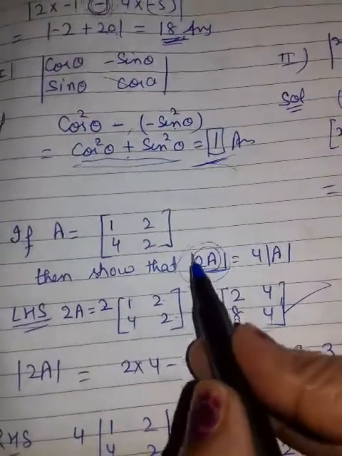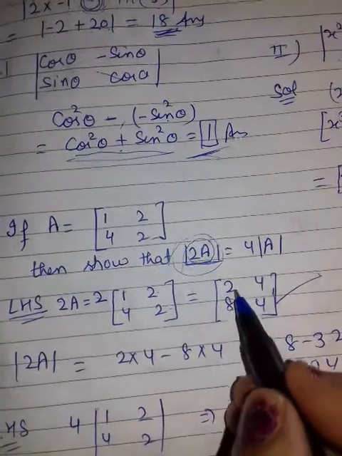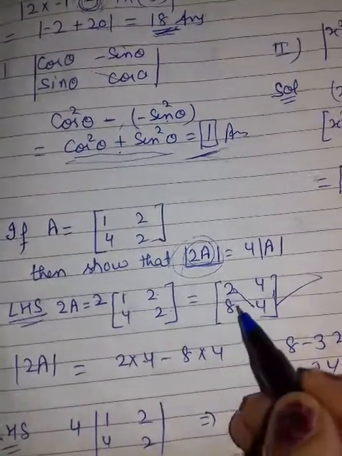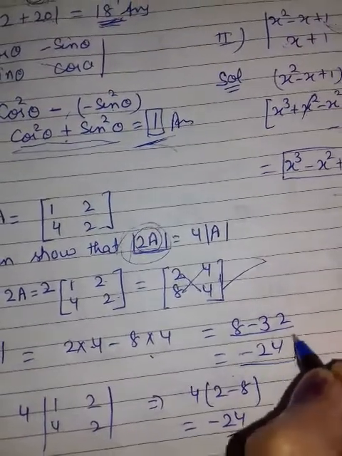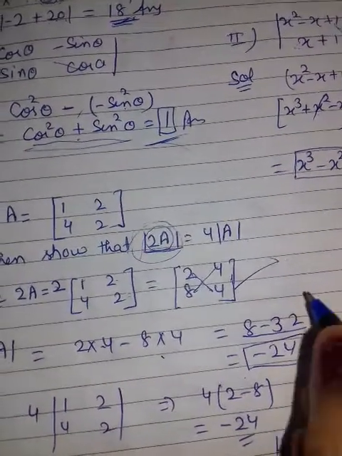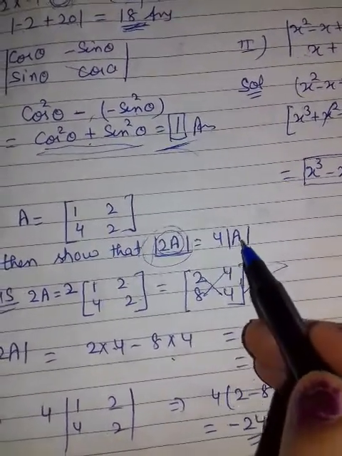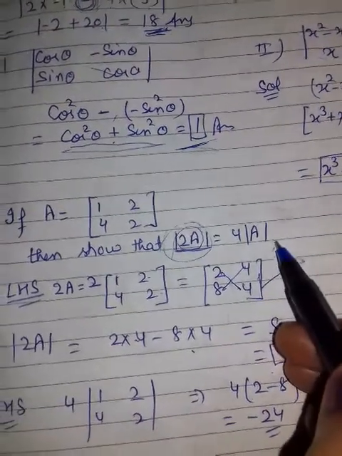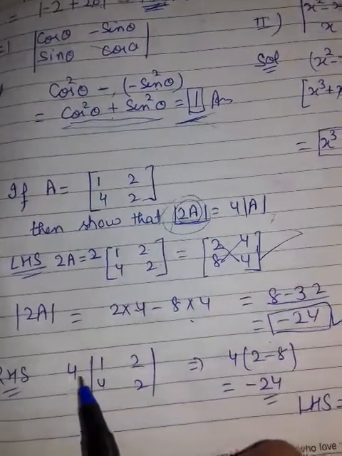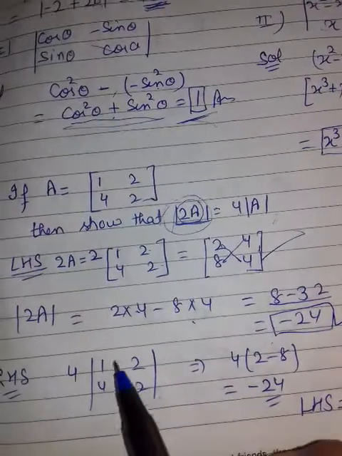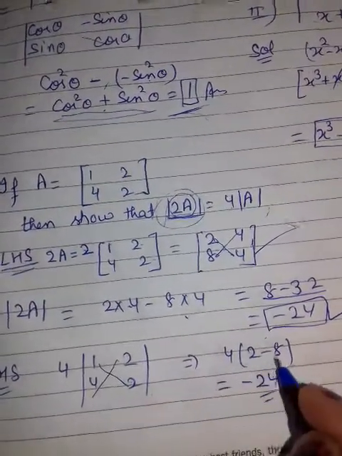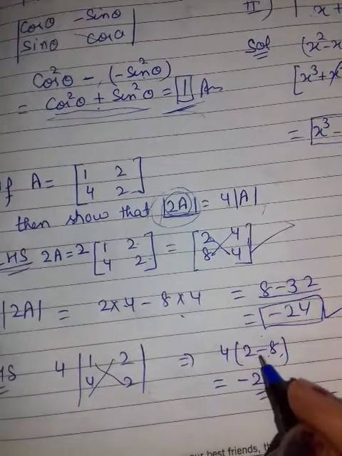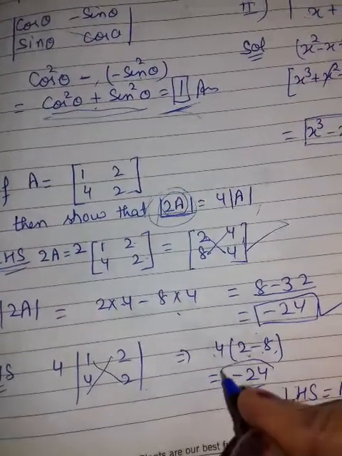Clear? But you have to find its determinant also. 4 2s are 8, 8 4s are 32. 8 minus 32 is your answer, minus 24. Now you will see 4 determinant of A on the right side, 4 outside, determinant of A. Means firstly you will solve your determinant here. 2 minus 8. Then it becomes minus 6 into 4, minus 24.